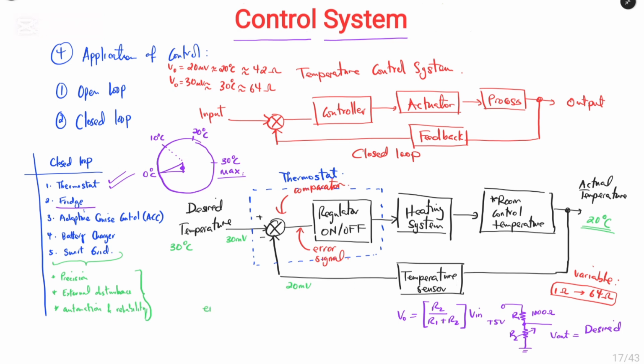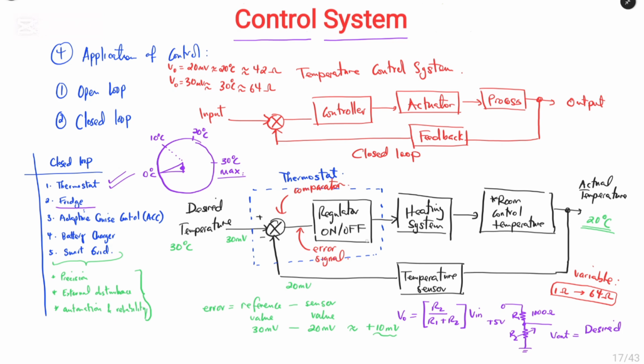Now we can say the error signal is equal to the reference minus the sensor value. We can say reference value and the sensor value. And this value is in terms of the voltage. And we should have 30 millivolts minus 20 millivolts. So we have a positive 10 millivolts error signal at the output of the comparator.